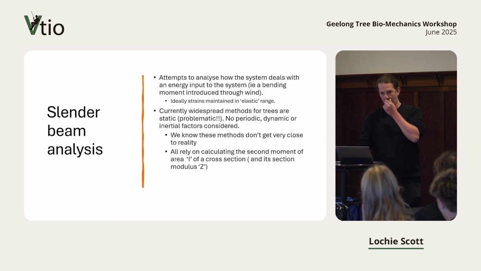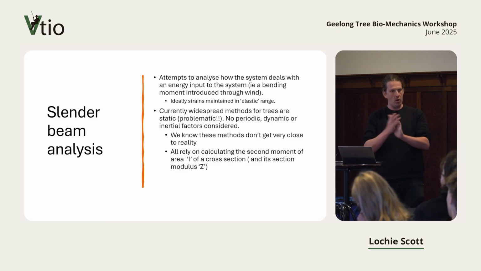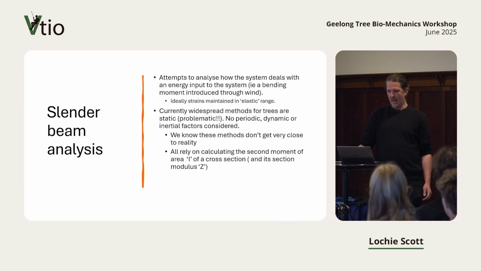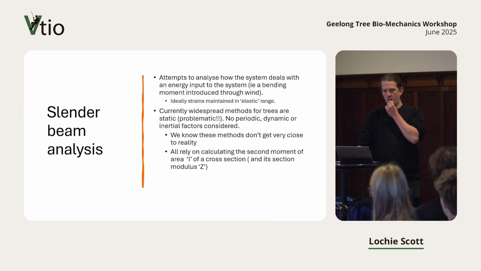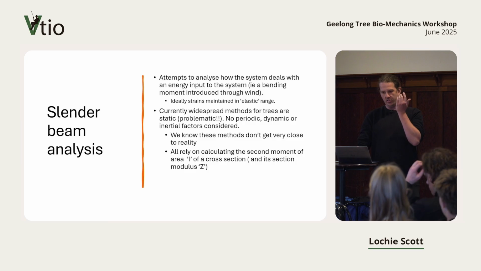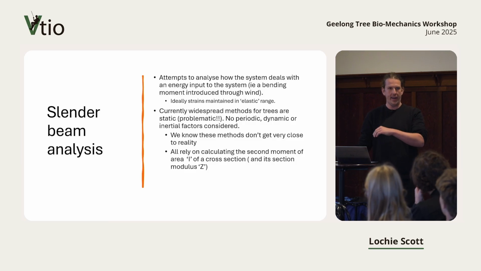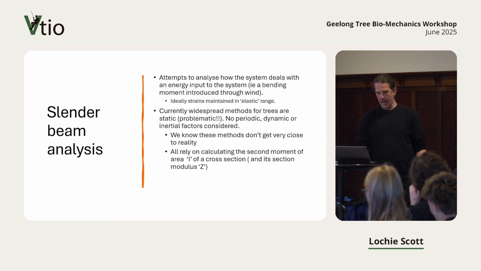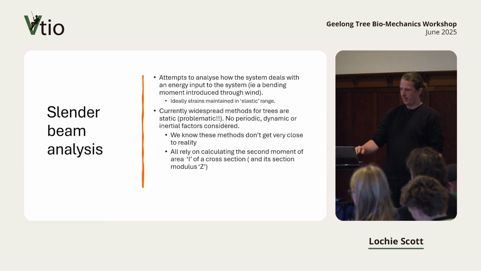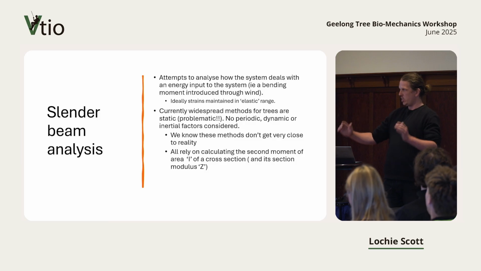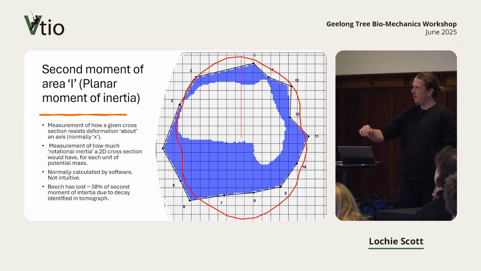I've talked about this. The current methods are problematic because they don't consider periodic effects over time. They're all static. We look at the tree once from a static point of view. They're not dynamic, and those inertial factors we don't consider. They don't consider any branches, which is problematic. All of them rely on calculating the second moment of area, which is that exponential relationship I told you about, but we'll go to that.